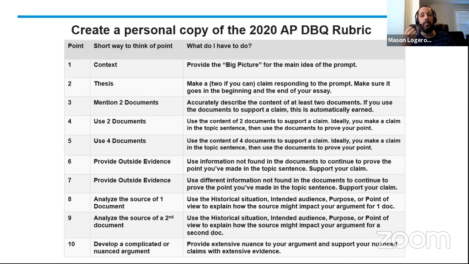Okay, points 6 and 7 are about outside evidence, something that is not in the documents, something that comes from your class notes, from your textbook, from your big brain, just as long as it's not in the documents. But remember, it also needs to support your claim. So you've got your claim in your thesis or in your topic sentence of the paragraph. You've shown that documents 2, 4, and 5 all prove it. And hey, also, by the way, here's another fact that also proves that claim. And remember, you can actually do that twice this year and get 2 separate points for it.